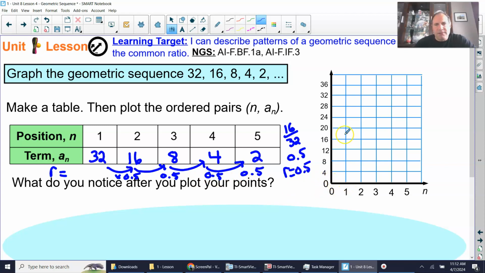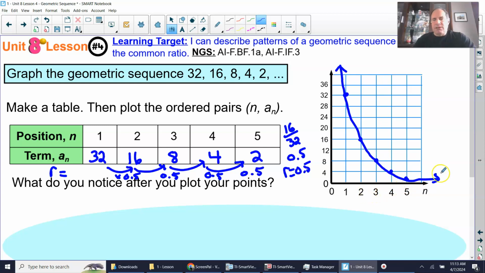So this is 1 and 32. That's all the way up here. 2 and 16. That is here. 3 and 8. Right here. 4 and 4. Which is right here. And 5 and 2. Which is right here. So this is a curve going down. So we're just going to go like this. Make our best curve down. Like that. And remember, it does not touch the x-axis, just like that.